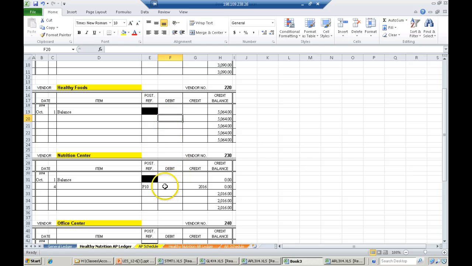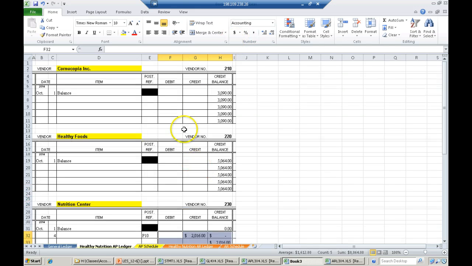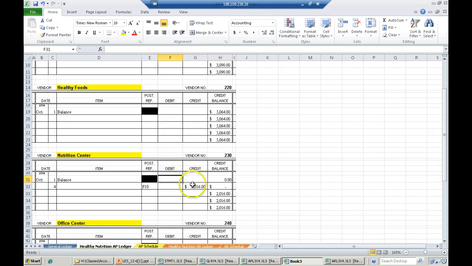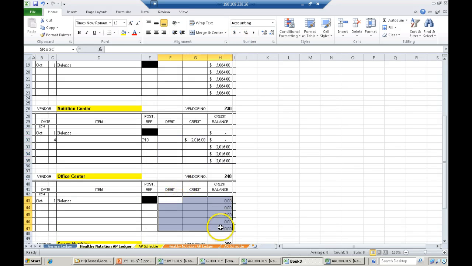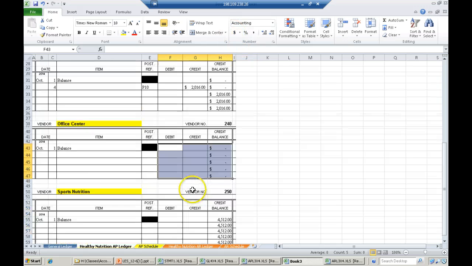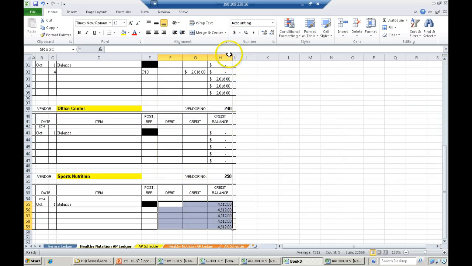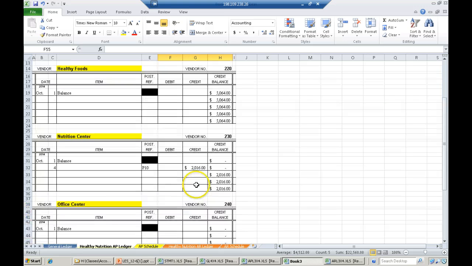Now it looks like I didn't get these formatted correctly, or maybe the formatting didn't come over correctly. So let's go back and do this. Select just the cells. They're going to have numbers in them. Let's go ahead and format these. Some have balances from the previous month, some do not. Alright, so we've recorded that one.